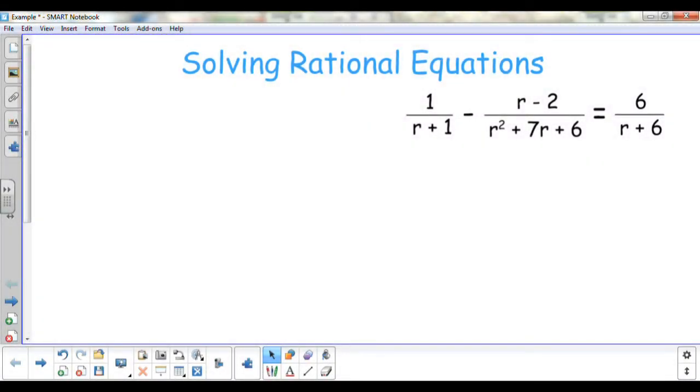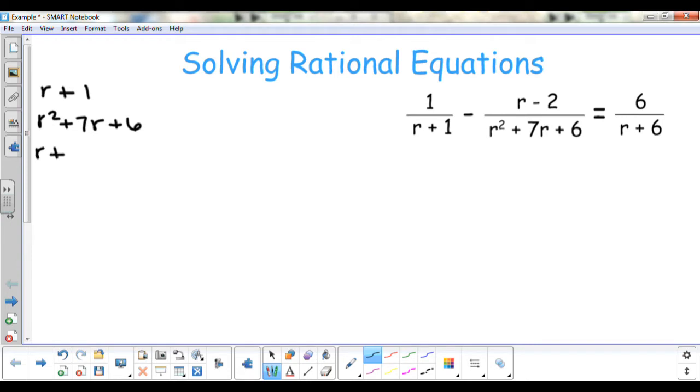When solving a rational equation, the first thing I need to do is find the least common multiple of the denominators. So in my first denominator, I have an r plus 1. In my second denominator, I have an r squared plus 7r plus 6. And in my third denominator, I have an r plus 6.